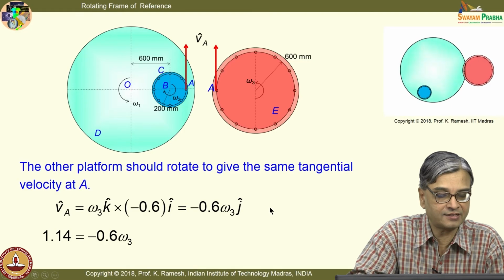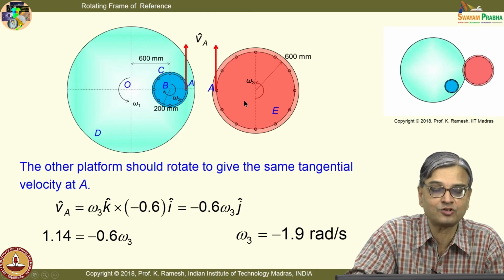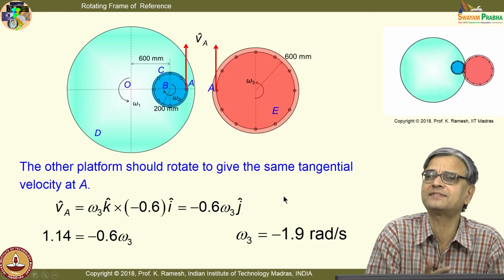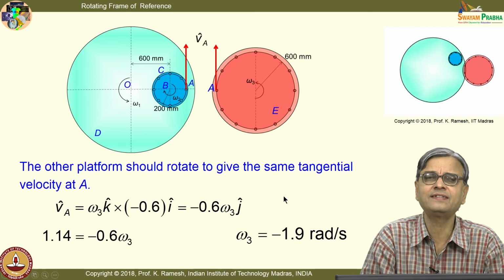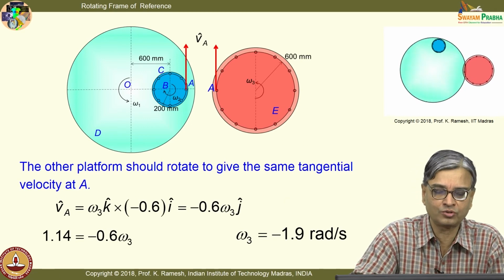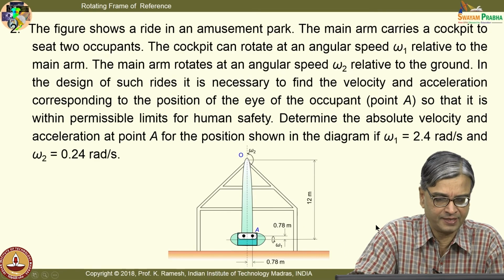So, I get this omega 3 as 1.9 radians per second. This is put as minus because this has to rotate in a clockwise direction. So, the problem is very simple and straightforward, a very simple problem to start with. Okay. Let us move on to the other problem which we have said in a theme park.